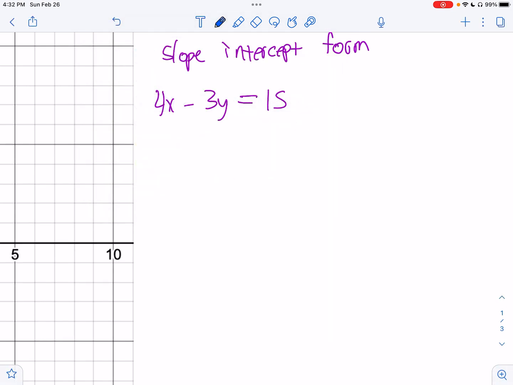So my goal is to get y by itself. So I want this by itself. So I'm going to want this isolated. I want 1y. So I'm going to move the other thing to the other side.